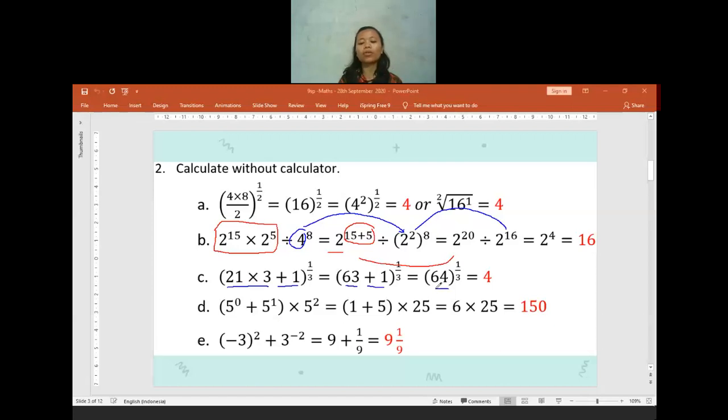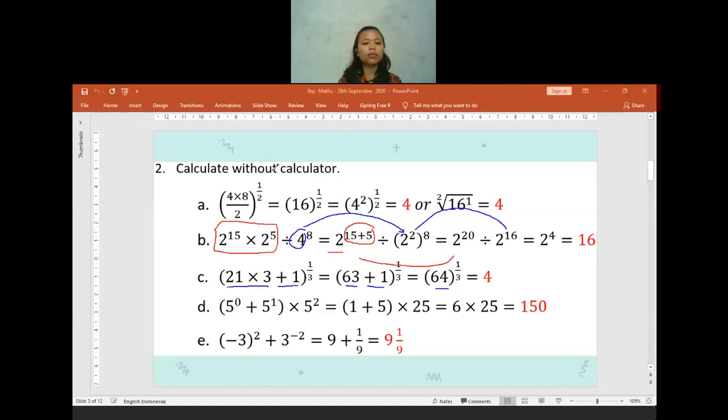For the power of 1 per 3, you can do the same thing as you did in question A. You can change the number into indices and then simplify all the indices on the number, or you can change it into a root. The final answer will be equal to 4. If anyone needs more explanation, you can tell me. Any question? No? Okay. If you really have no question, I will continue to question D.